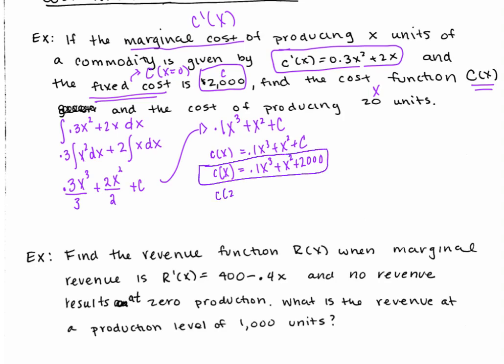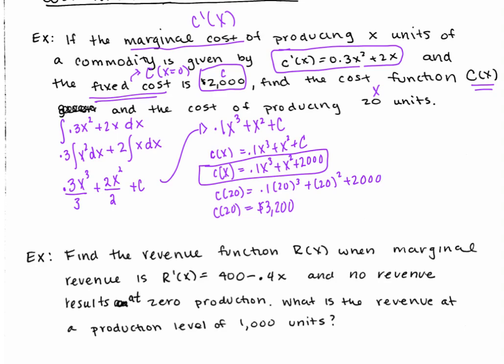And then they want to know what the cost of producing 20 items is. So 0.1 times 20 to the third plus 20 squared plus 2,000. Type all that into your calculator. And the cost of producing 20 items is 3,200. So to summarize, we were given the derivative. We took the integral to get the original function. We were also given our initial condition, the fixed cost, the initial cost, so that we knew what c was. And then we plugged in 20 into our new function.